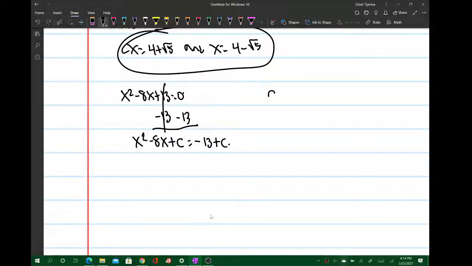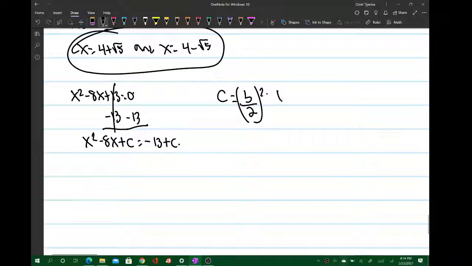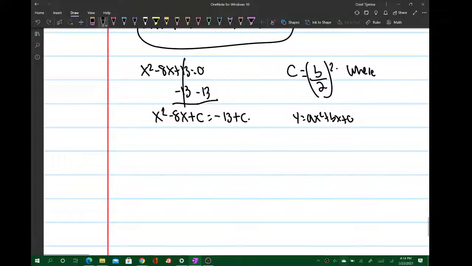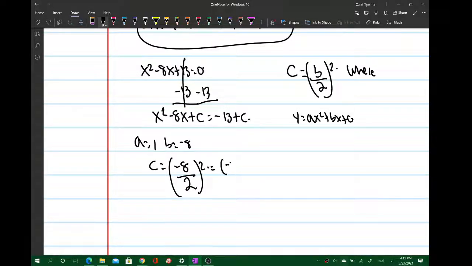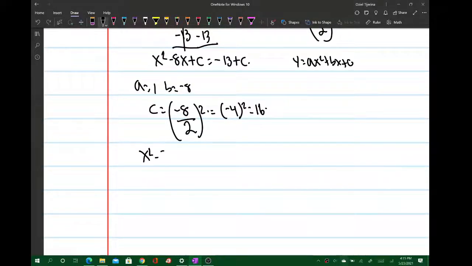So then we have this formula that says c equals b over 2 quantity squared, where y equals ax squared plus bx plus c, right? So here a equals 1, b equals negative 8, and we want to know what c is. Well, c is going to be the quantity negative 8 divided by 2, quantity squared, which is negative 4 quantity squared, which equals 16. So then we have x squared minus 8x plus 16 equals negative 13 plus 16, right?